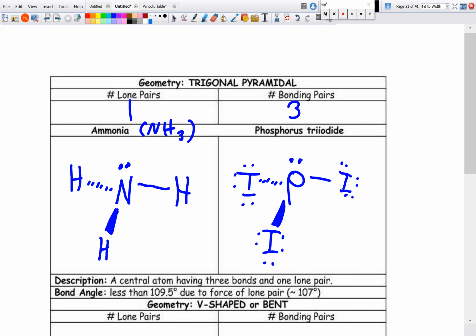Now, where these here have a lone pair on top, it's going to affect the bond angle. And when we look at these here, the bond angle is less due to the lone pair. So the bond angle for these here is not a perfect tetrahedron anymore. It's about 107 degrees.